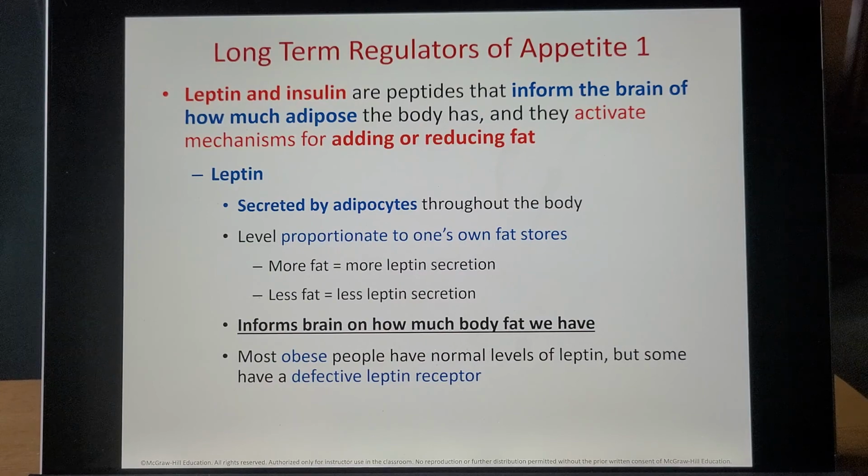Okay, so leptin is secreted by the adipocytes. So again, the fat cells. So it is proportionate to your fat store. So more fat, more leptin. Less fat, less leptin. So again, tells the body how much fat we have.